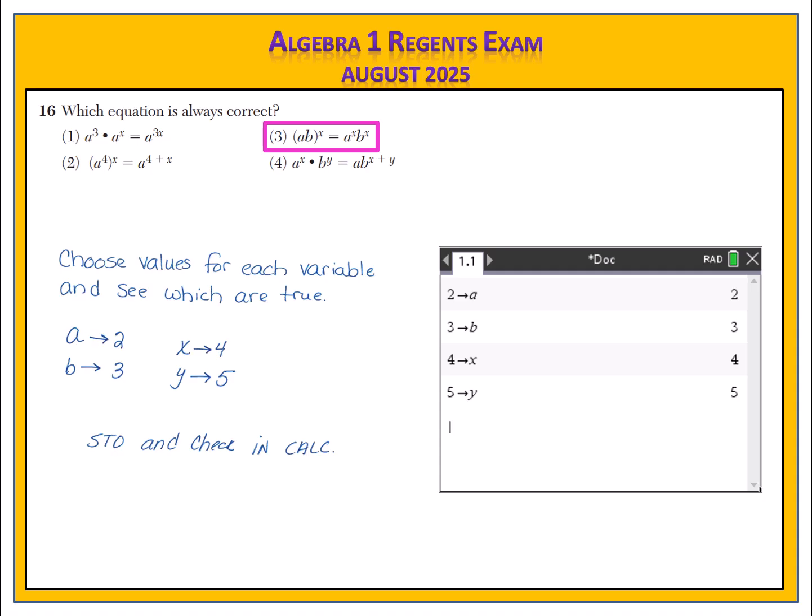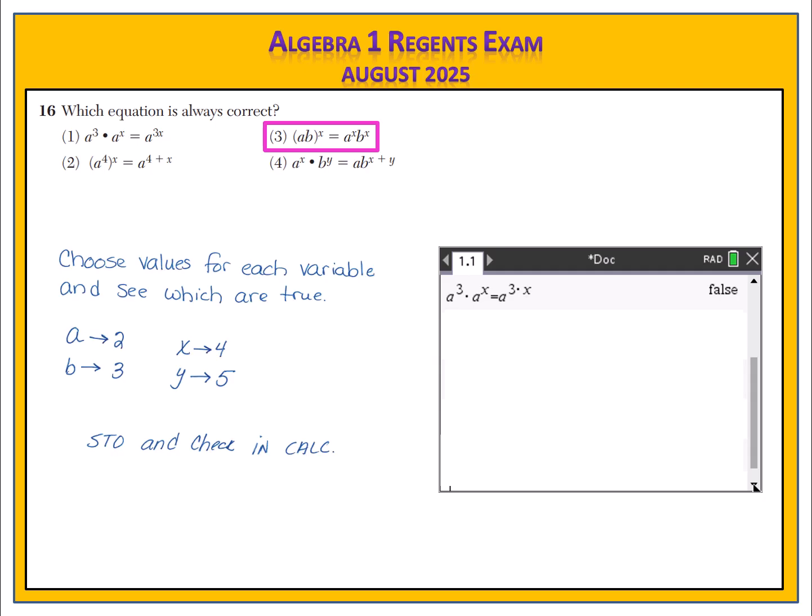I assign the numbers one at a time. I type 2, Control STO A, hit Enter. And now anytime I type the letter A, the calculator will assign the number 2 to it. 3, Control STO B, Enter. And now anytime I type the letter B, the calculator will assign the number 3 to it. I do the same for 4 and for 5. And then I begin typing my equations in one at a time to see which one is true.